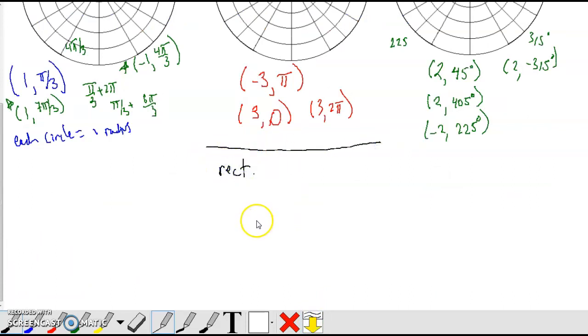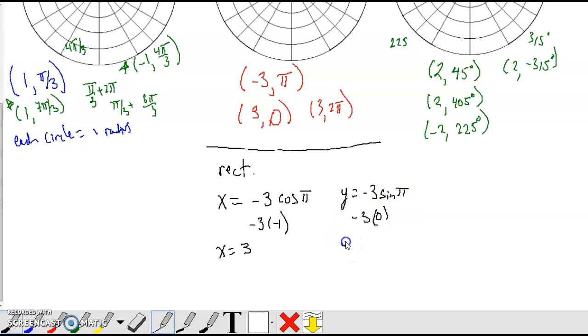So again, what do I know? I'm going to say x is equal to my r, which is -3, my original one that I started off with, times the cosine of pi. What is the cosine of pi? That is -1. So negative times the negative gives me a +3. Then I'll find my y coordinate. So y is equal to -3 sine of pi. Sine of pi is 0. So -3 times 0 is just 0. So my new coordinate is 3, comma 0.